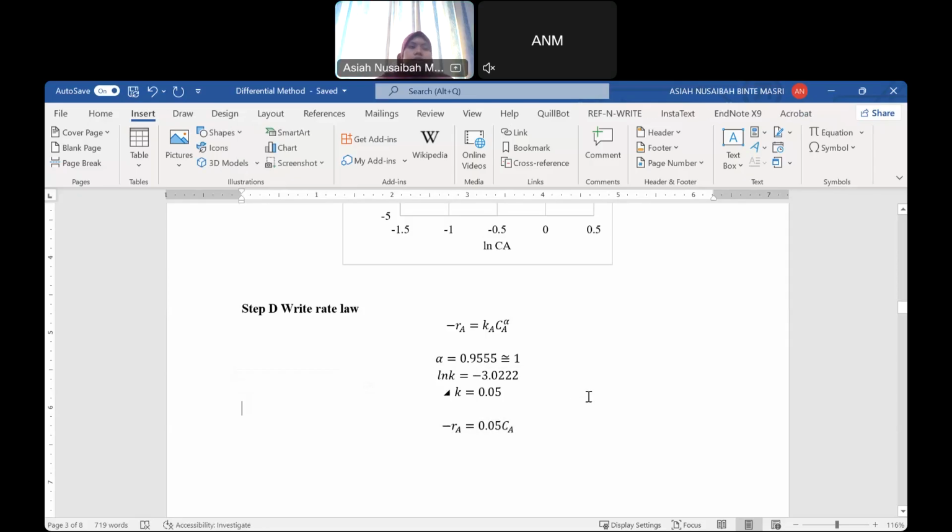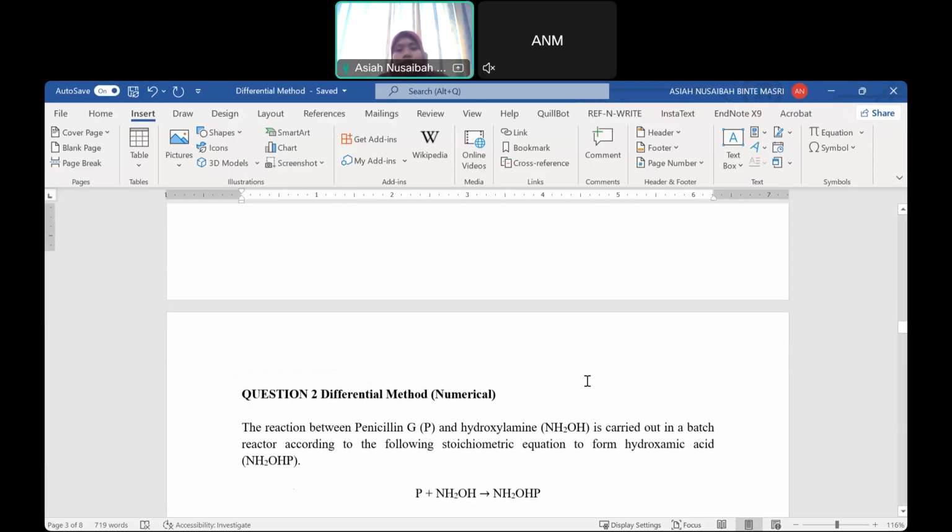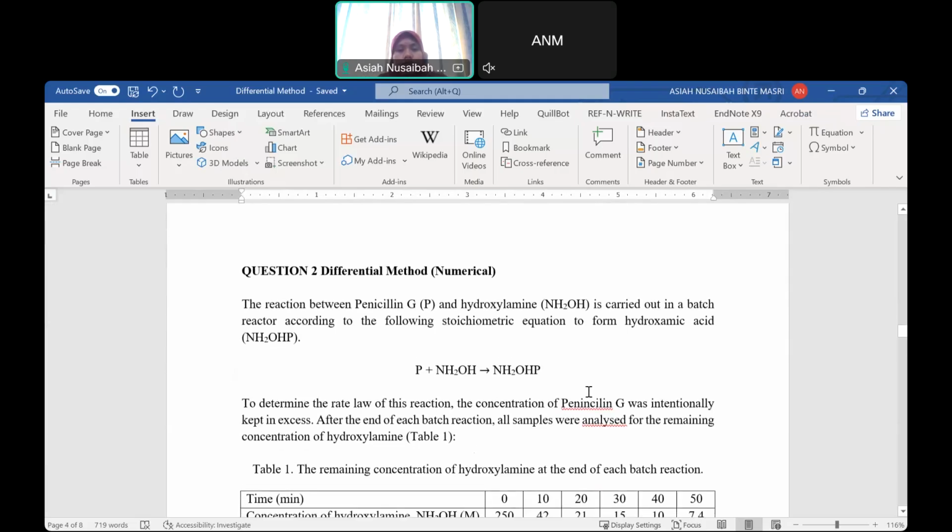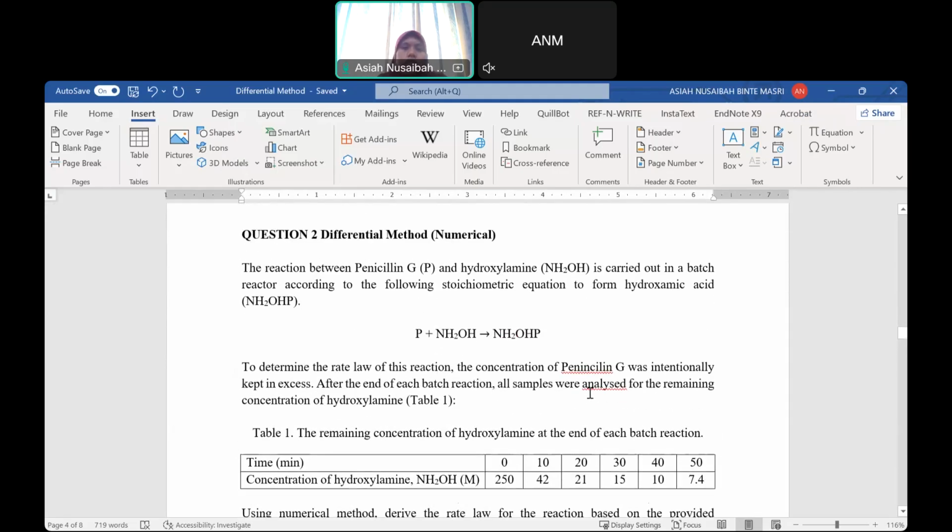Okay, so if you have any trouble, you can always look back at the video and try to solve it by yourself. Okay, we have finished the first question that covers the differential method, graphical. All right, let's go to question 2. Question 2 covers the differential method, numerical.